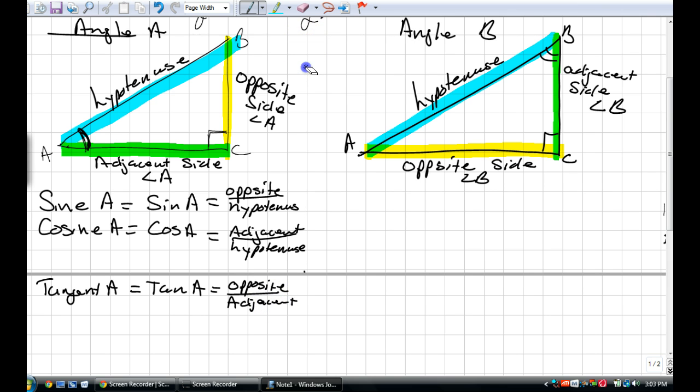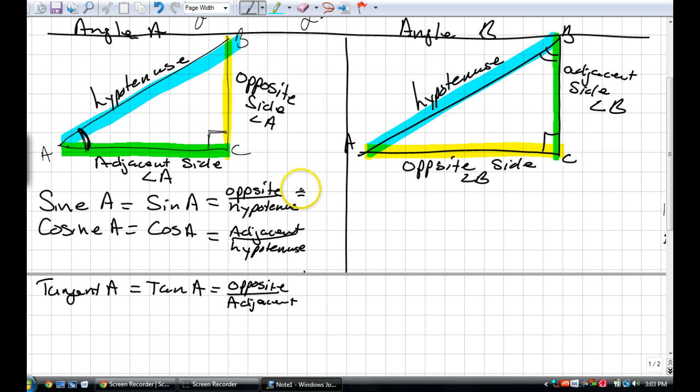I'm going to move this line because I need a little bit more room. So in terms of sine of A, it's the length of BC over the length of AB. And the cosine is the length of AC over the length of AB. And the tangent is BC over AC, whatever those lengths are. So that ratio is exactly equal to the sine of the angle.